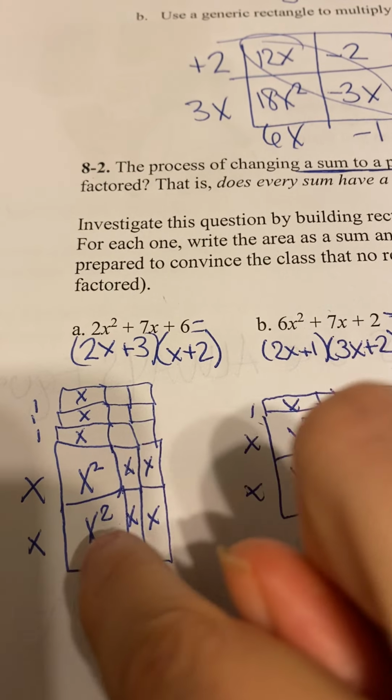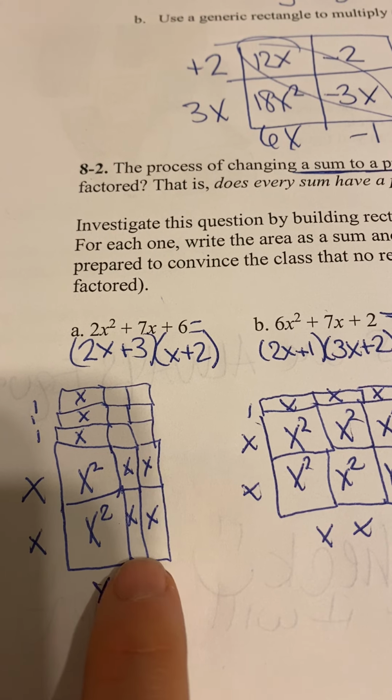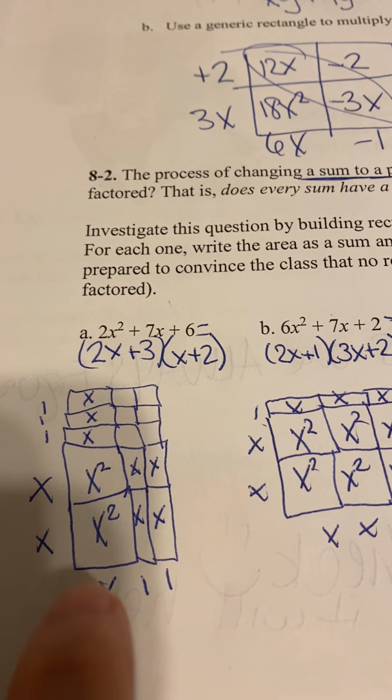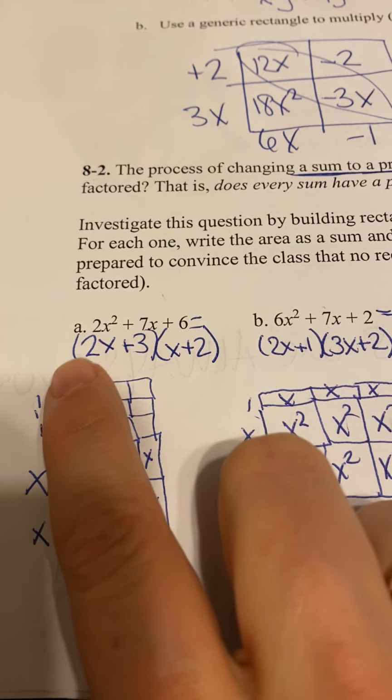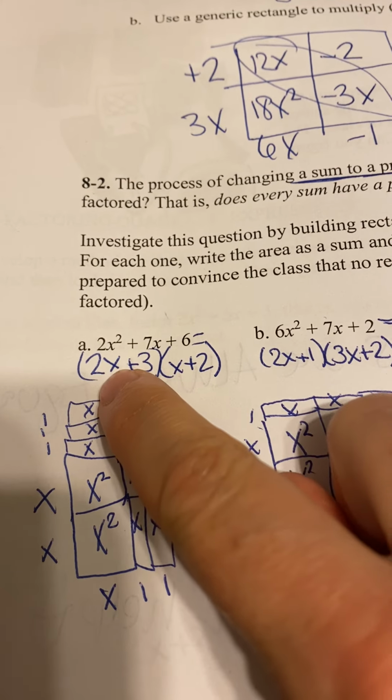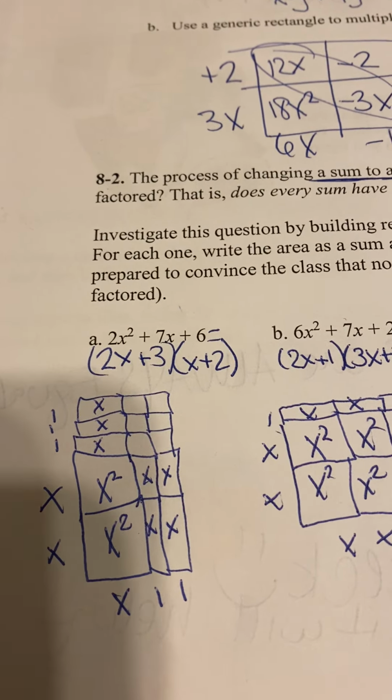So when you do it, you'll see your lengths. You get an x plus 2 down here, and here you get 2x plus 3. So your product would be 2x plus 3 times x plus 2.